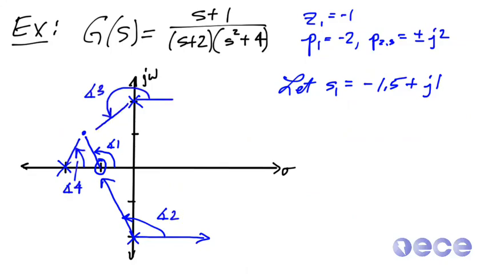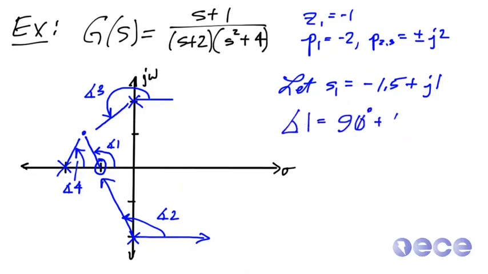And we do the same thing for angle 3. So angle 3 is going to be greater than 180 degrees here because the pole here at plus J2 is above the value of S1. So we're going to have a greater than 180 degrees. And for pole S4, you can see that we have angle 4 over here.